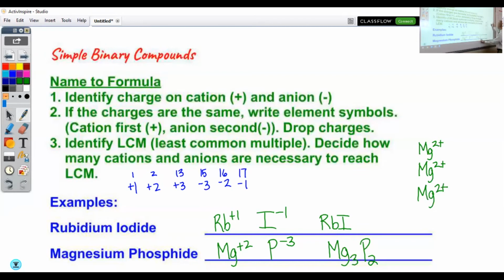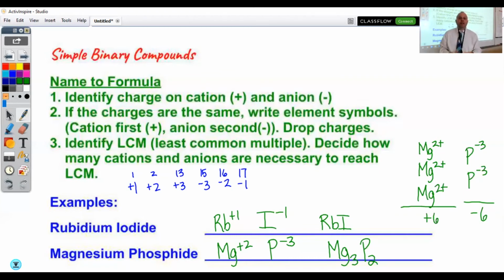Phosphide, which has a -3 charge, I wrote down that I need 2 copies of it. The reason this works out is because the total charges balance out. 3 magnesiums give me a total charge of +6. 2 phosphides give me a total charge of -6, meaning we formed a neutral compound. It is very important that the number of positive ions and the number of negative ions, when you add up their total charge, should balance each other out.